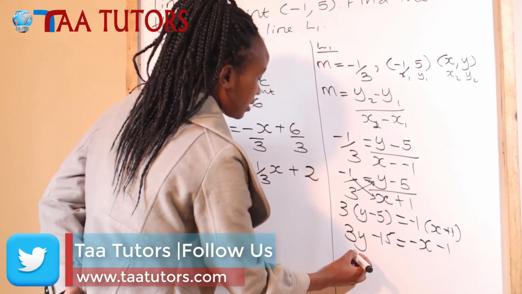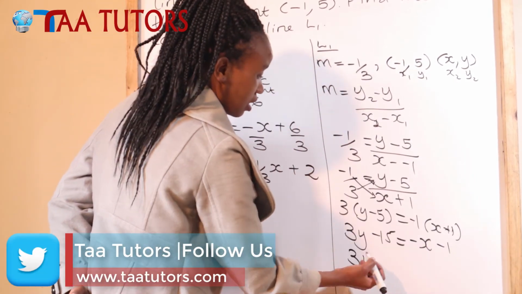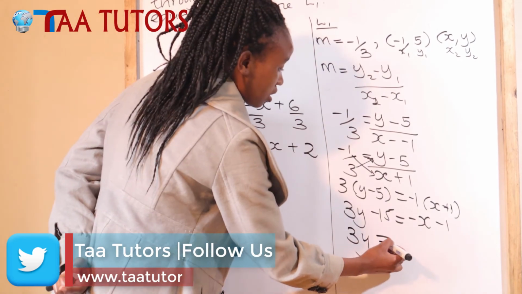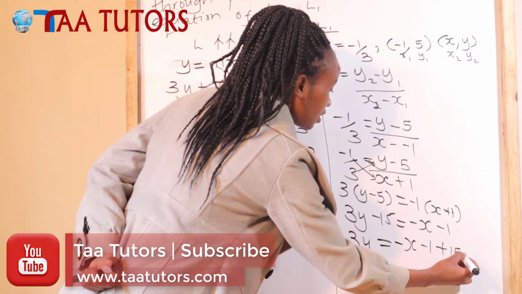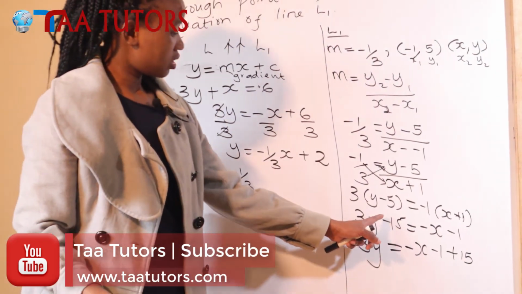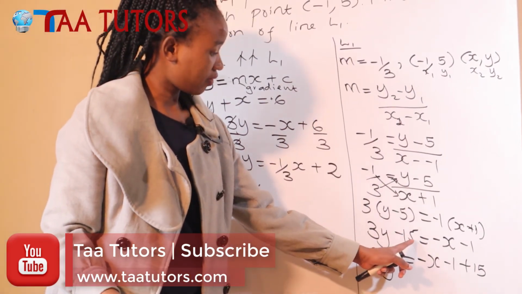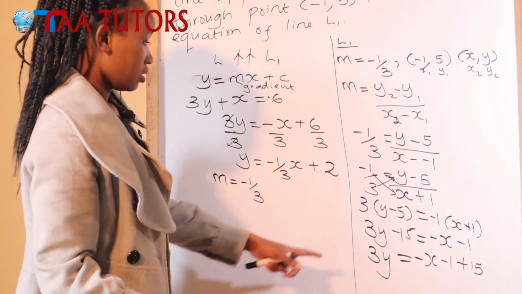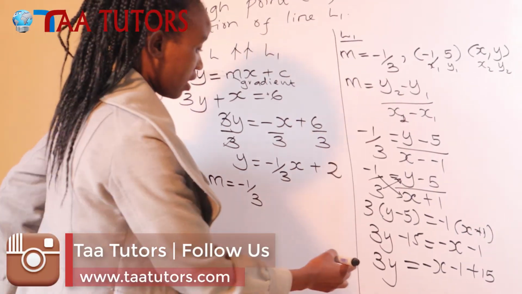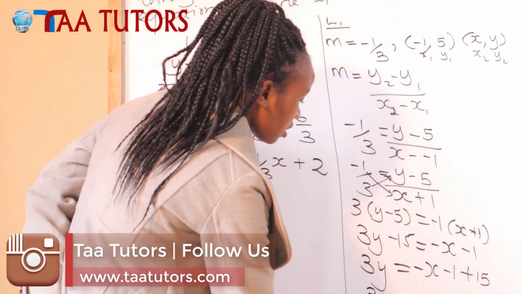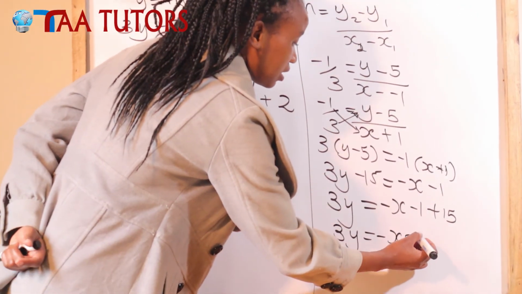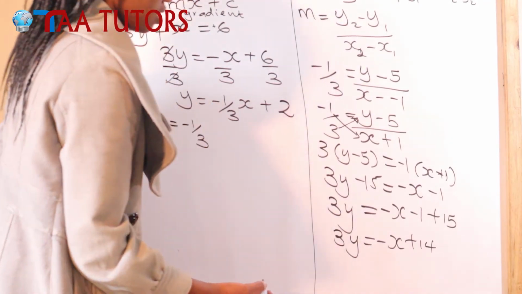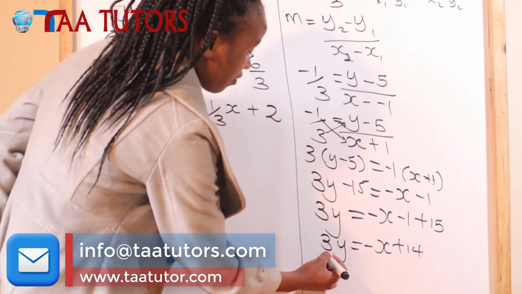Then we collect the like terms. We take -15 to the other side of the equal sign. So 3y equals -x minus 1 plus 15. It's plus because the negative is for this 15, and when it crosses the equal sign, the negative changes to positive. So our equation is 3y equals -x minus 1 plus 15, that is, plus 14.